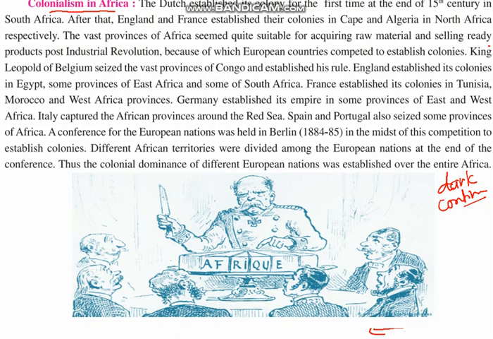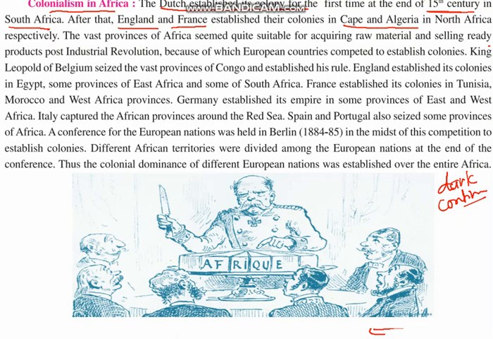Now the Dutch established their colony for the first time in the end of the 15th century in South Africa. The Dutch were the first people to establish their colonies in South Africa. After that, England and France followed in the footsteps of the Dutch and established colonies in the Cape and Algeria. They captured Algeria, in North Africa.